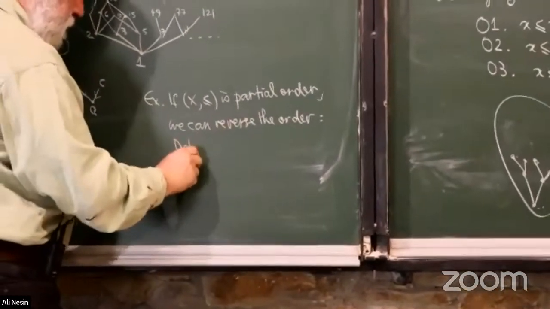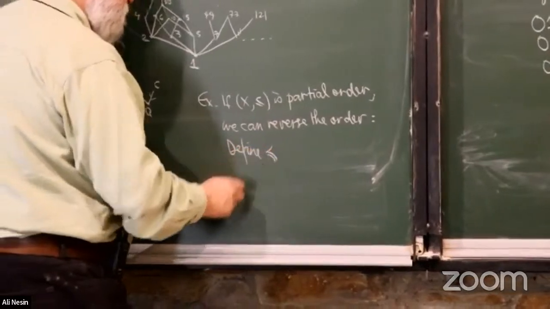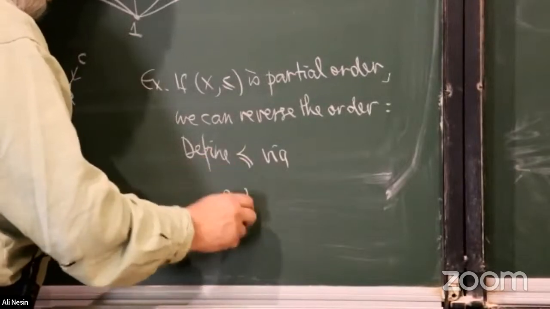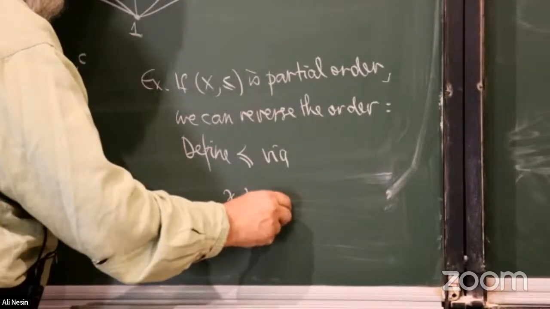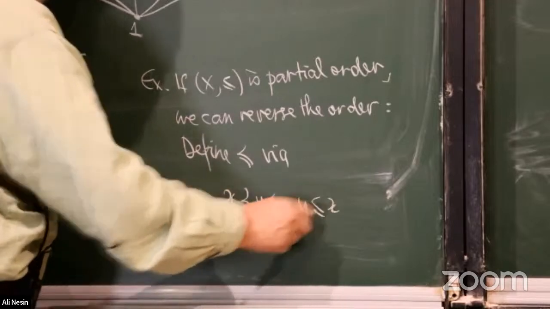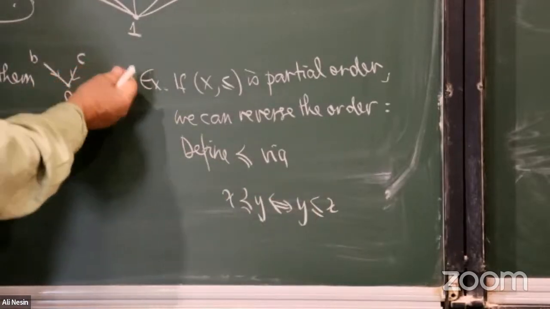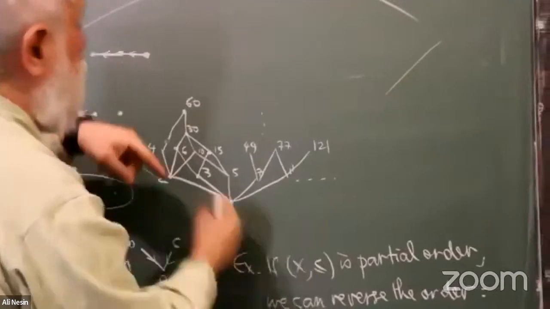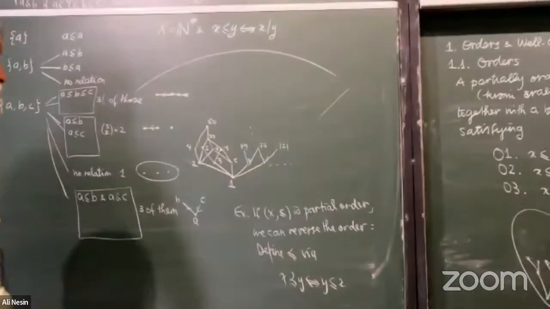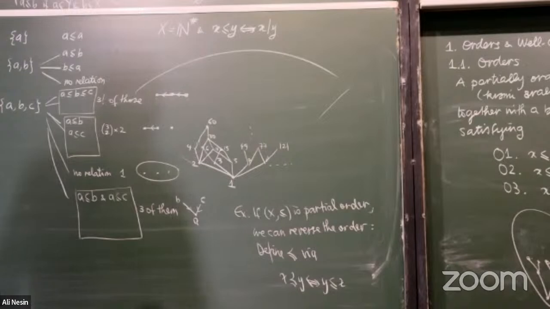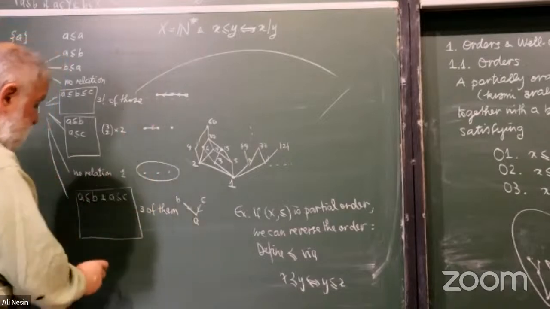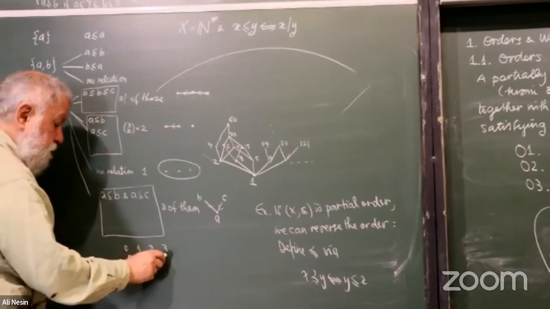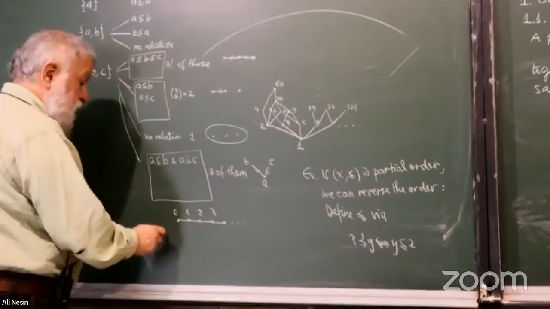Define x is less than or equal to y in this new sense if and only if y is less than or equal to x. You reverse, in other words, you switch this, you put 1 on top. 1 was the smallest element here, now it will be the largest element. Of course, you get something else. For example, for natural numbers, you get 0, 1, 2, 3, and so on. If you reverse this, you will get the other part.